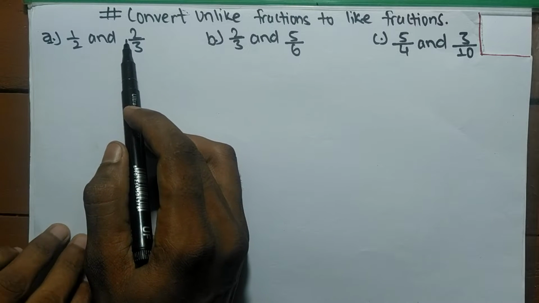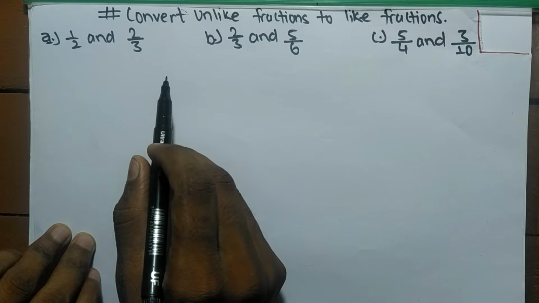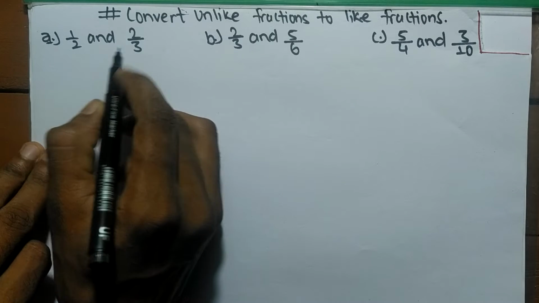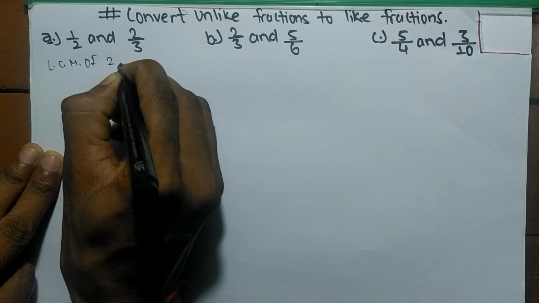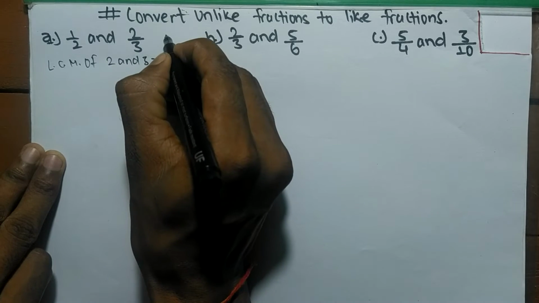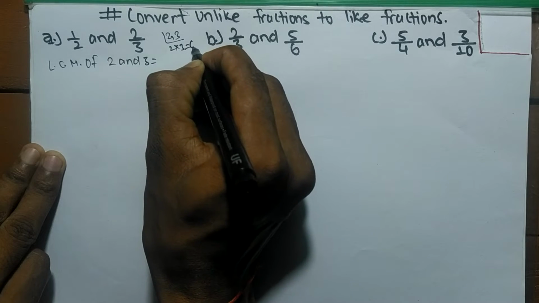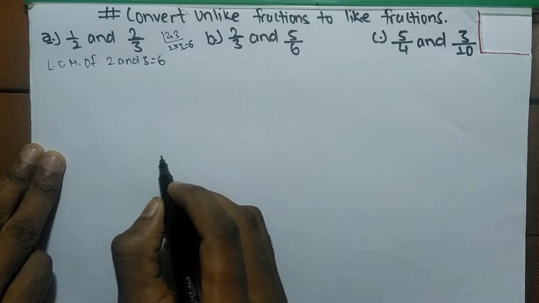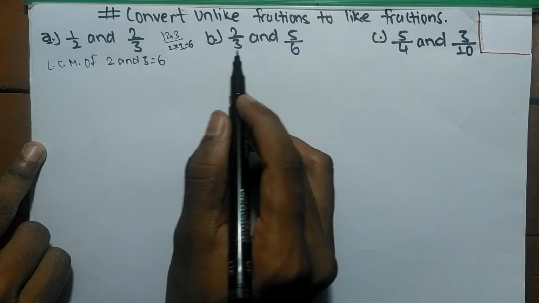fractions. While converting unlike fractions into like fractions, first of all we have to take the LCM, the lowest common multiple, of the denominators 2 and 3. So the LCM of 2 and 3 is equal to 2 into 3, which is equal to 6. So the LCM of 2 and 3 is 6. Now we have to convert 1 by 2 and 2 by 3 into like fractions.